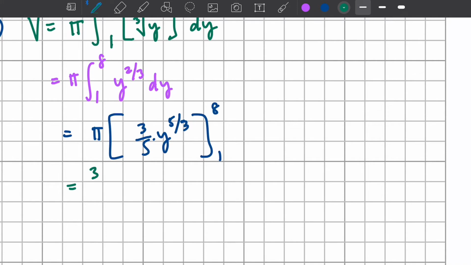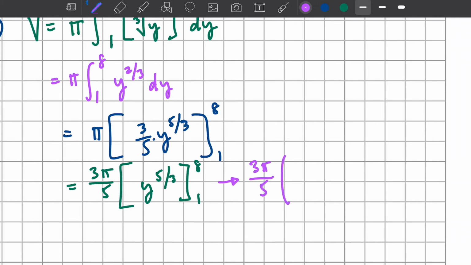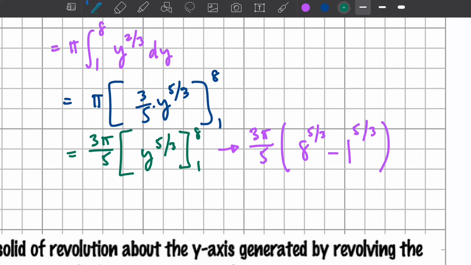So now it'll be 3 pi over 5, and I have y to the 5 over 3 power, and we're going to evaluate from 1 to 8. So here we go. 3 pi over 5, then it's going to be 8 raised to the 5 over 3 power minus 1 raised to the 5 over 3 power. Running out of space.